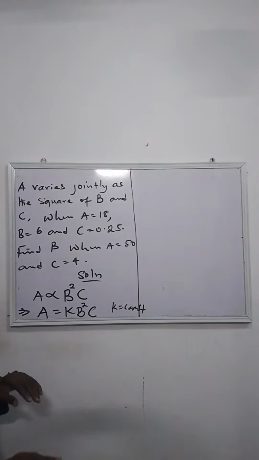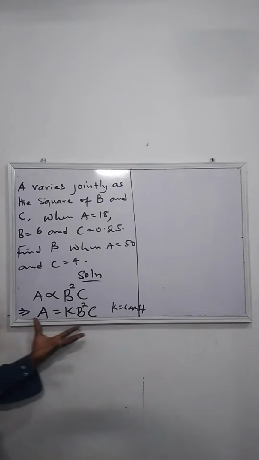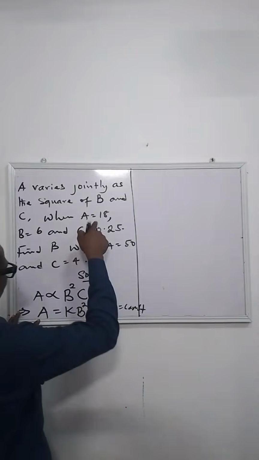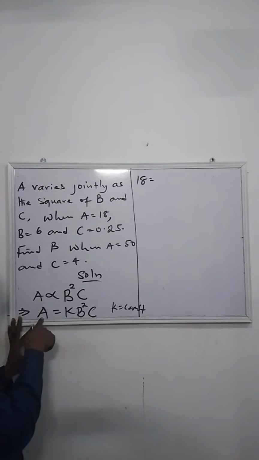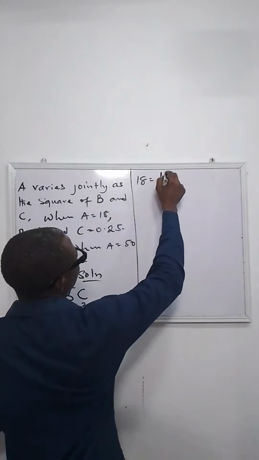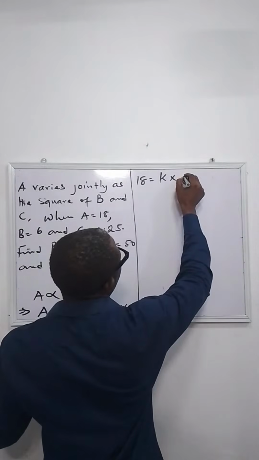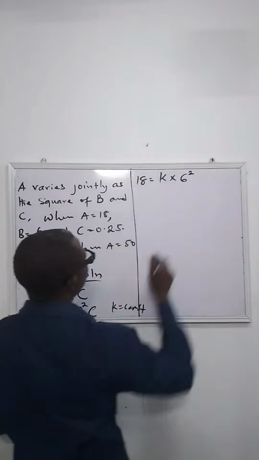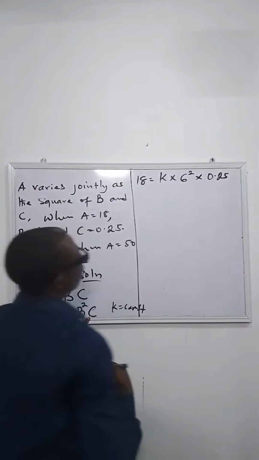All right, so the next thing is to get the proportionality constant. So we plug in the values of A, B, and C. Now, can we do that now? Okay, so we have A is what in the question? That's 18. So we have 18 equals K times B. What is B? B is 6. So we have 6 squared because we have B squared here. And times C. C is 0.25.